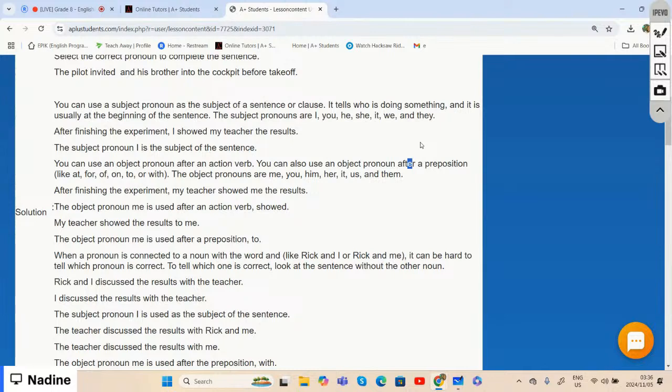If we look at an example, it says, after finishing the experiment, I showed my teacher the results. So I is our subject pronoun within that sentence. That is the subject of the sentence. I.